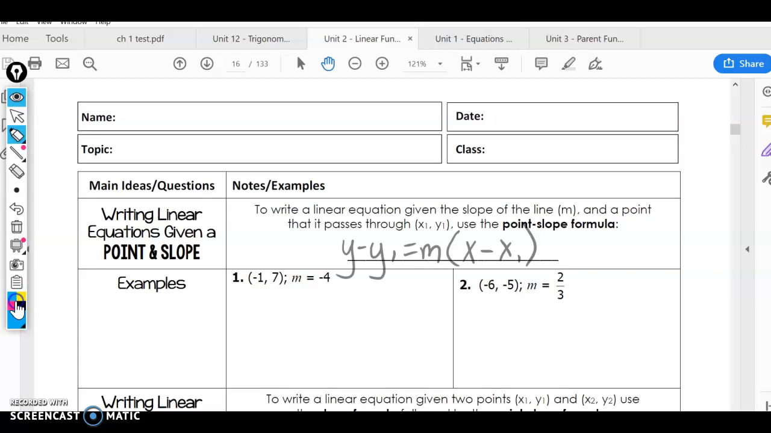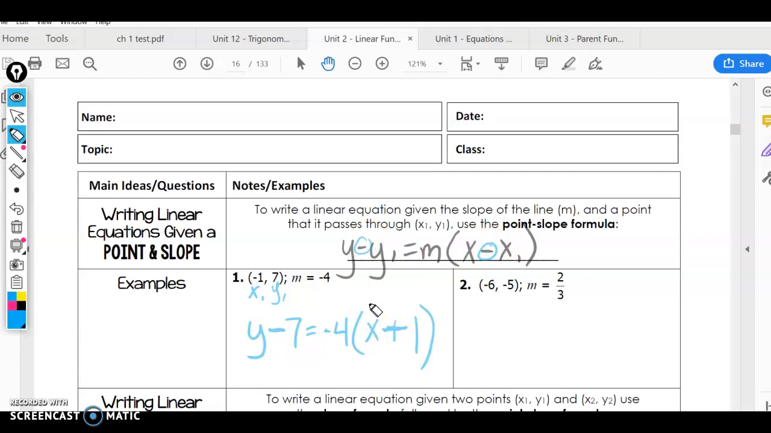So, real easy, number 1. Substituting in -1 for x1 and 7 in for y1, and this is your m, your slope. We can write our equation in point slope form as y minus y1, which is 7, equals m, which is -4, times (x minus x1). In this case x1 is -1, so we're going to do minus a -1, which makes this a plus right here. Be careful with those opposite signs in the formula here and here. So this is point slope form.